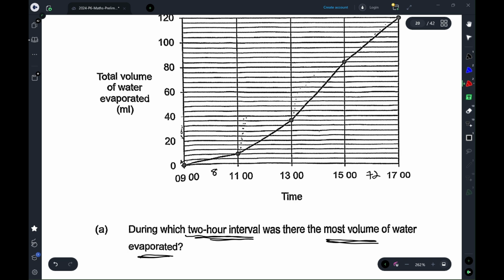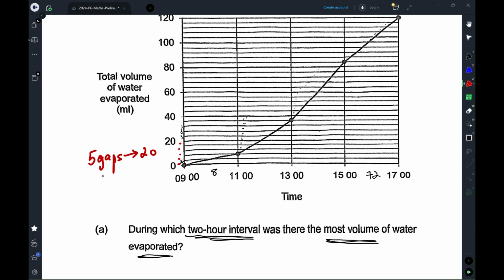First, we count the number of gaps from 0 to 20. So after counting, there are 5 gaps. 5 gaps is equal to 20 milliliters. So one gap would be 20 divided by 5, which is 4 ml.